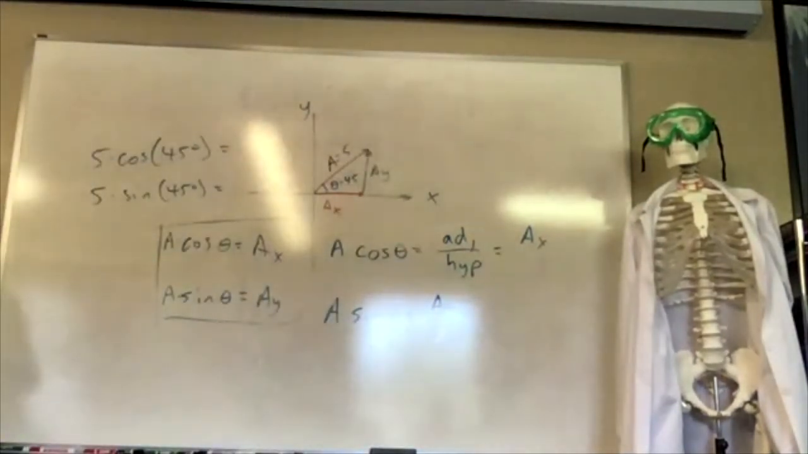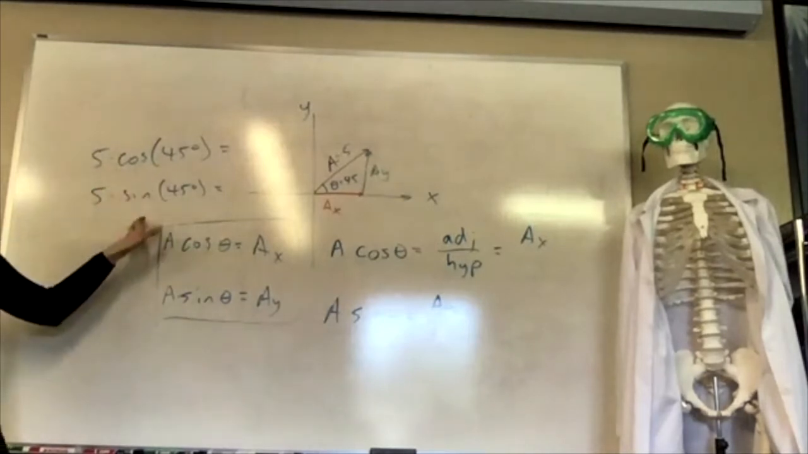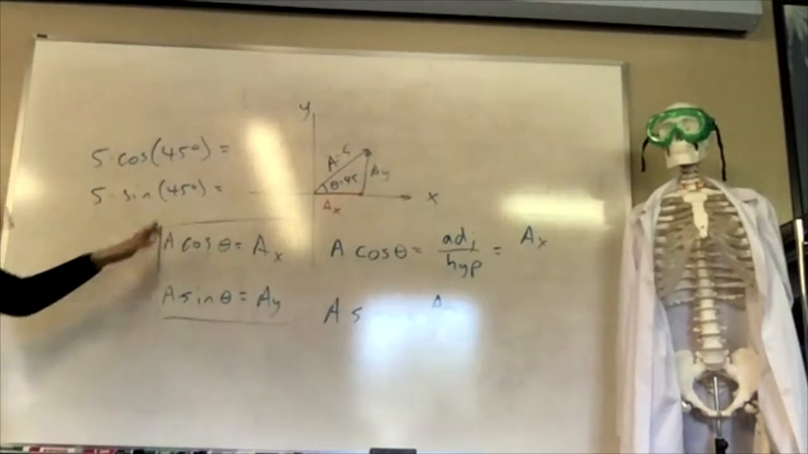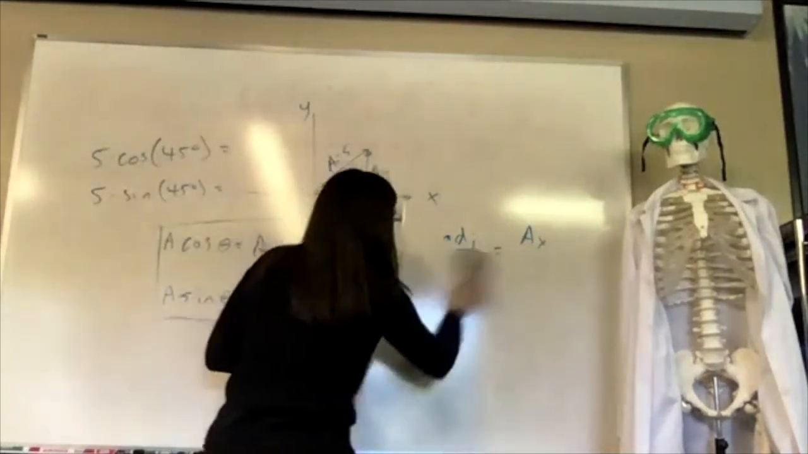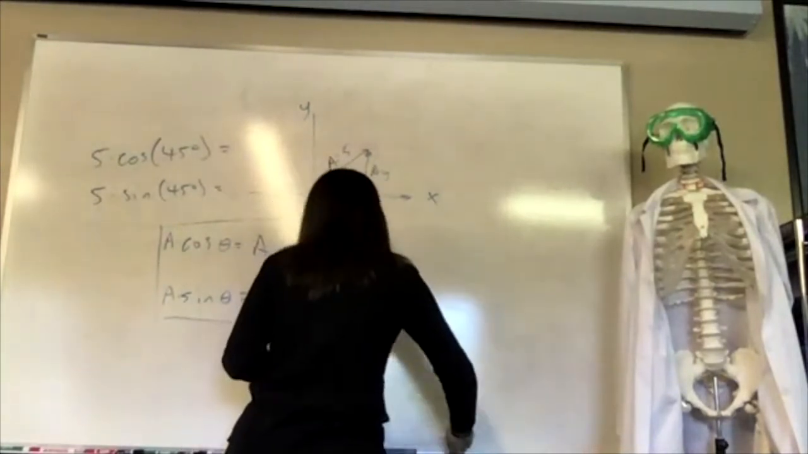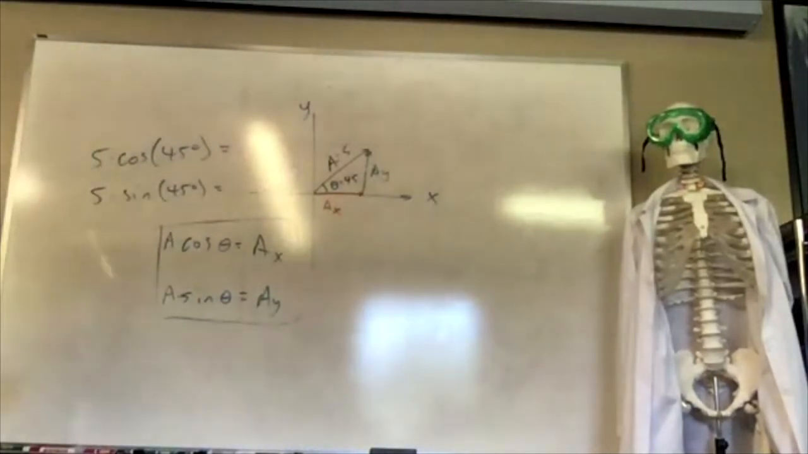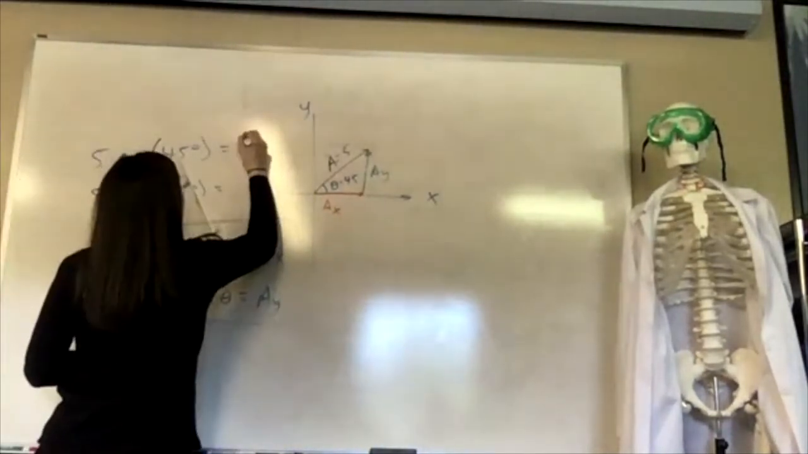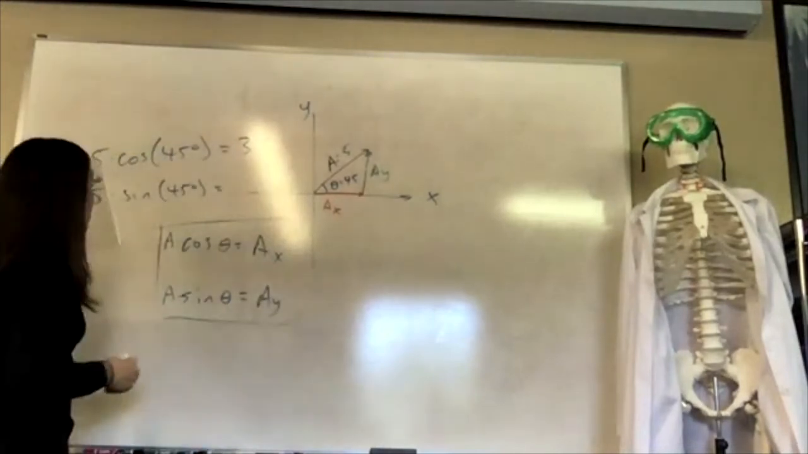Be sure that you're in degrees, always in degrees for these problems, or you won't get the right answer. Does anybody have these? So if you do 5 times sine of 45 and 5 times cosine of 45, what do you get for those? Hello? 3.5? Okay.